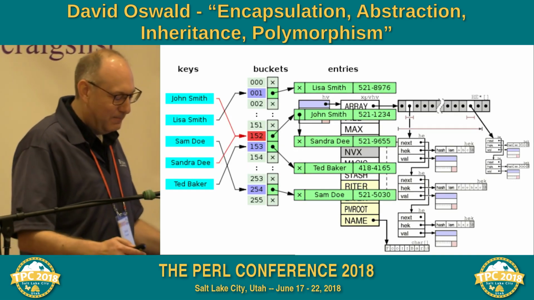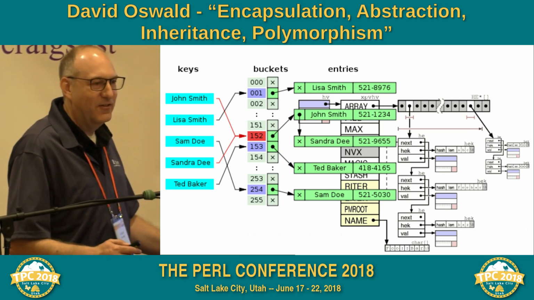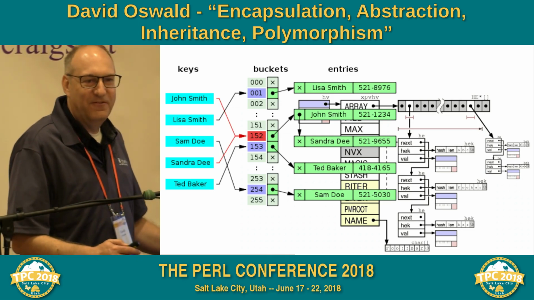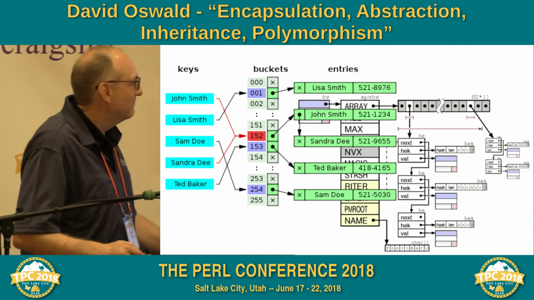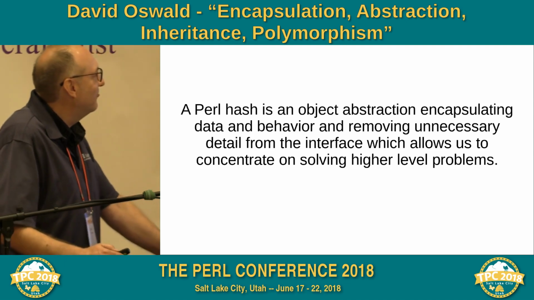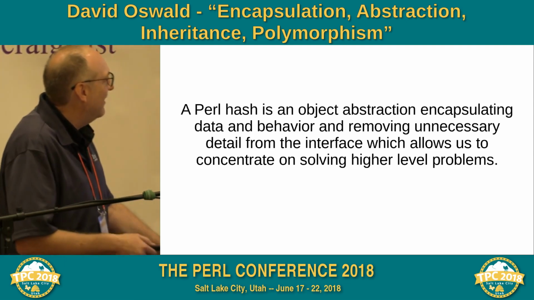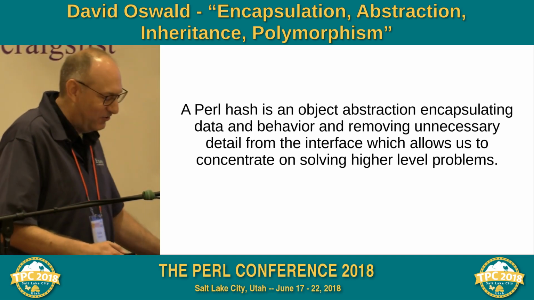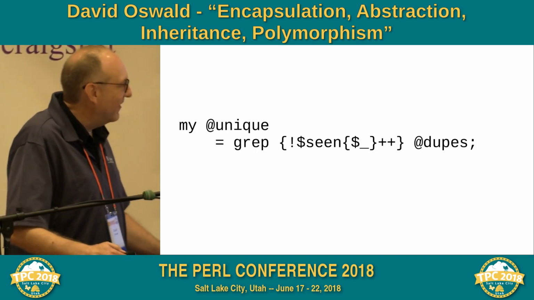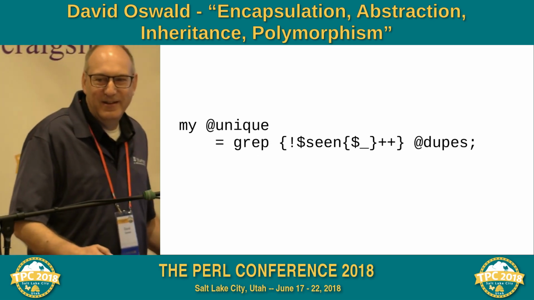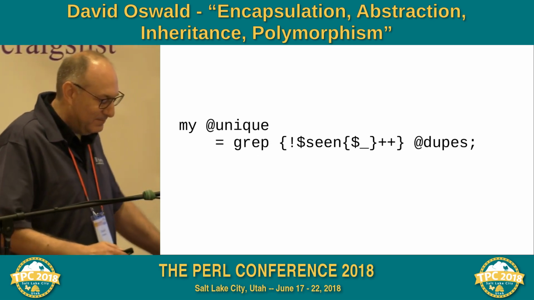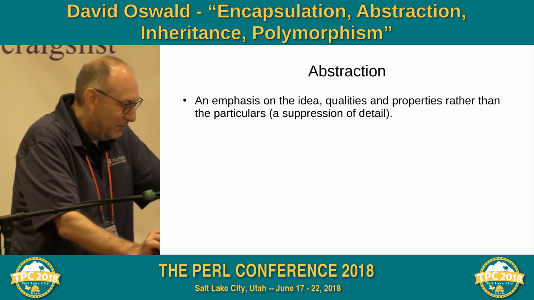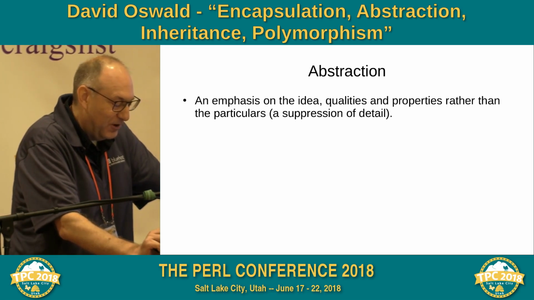And this is a perfect example of a nice, useful abstraction that is a result of encapsulating a bunch of both data and behavior. So a Perl hash is an object abstraction encapsulating data and behavior and removing unnecessary detail from the interface, which allows us to concentrate on solving higher level problems like finding unique things easily, right? So an abstraction is an emphasis on an idea, qualities and properties rather than the particulars. So it's a suppression of detail.